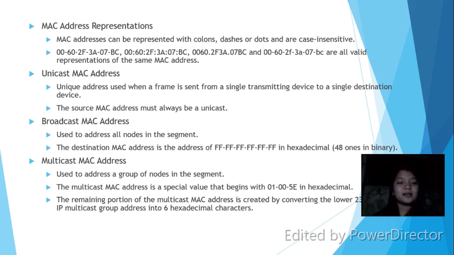Unicast MAC address: a unique address used when a frame is sent from a single transmitting device to a single destination device. The source MAC address must always be unicast. Broadcast MAC address: used to address all nodes in the segment. The destination MAC address is FF-FF-FF-FF-FF-FF in hexadecimal, 48 ones in binary.